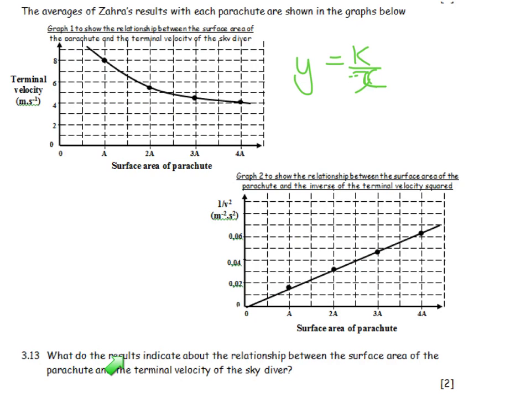So what do the results indicate about the relationship between surface area and terminal velocity? It is going to be that surface area is equal to 1 over v squared. The surface area is inversely proportional to the square of the terminal velocity.